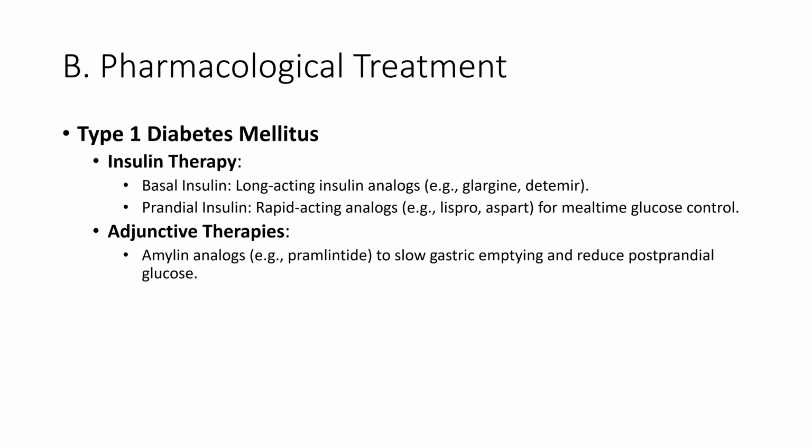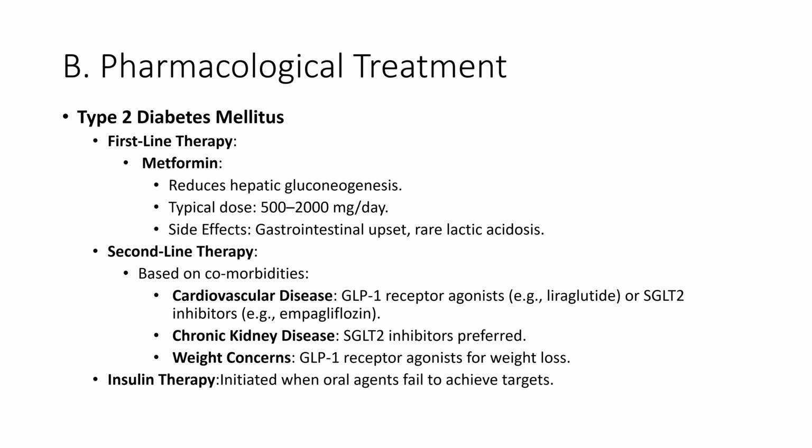Pharmacological treatments vary by diabetes type. For type 1 diabetes, insulin therapy is essential. Basal insulin covers daily needs, while rapid-acting insulin manages meal-related glucose spikes. For type 2 diabetes, first-line treatments include metformin, with second-line options like GLP-1 receptor agonists or SGLT2 inhibitors, tailored to patient comorbidities such as cardiovascular or kidney disease.